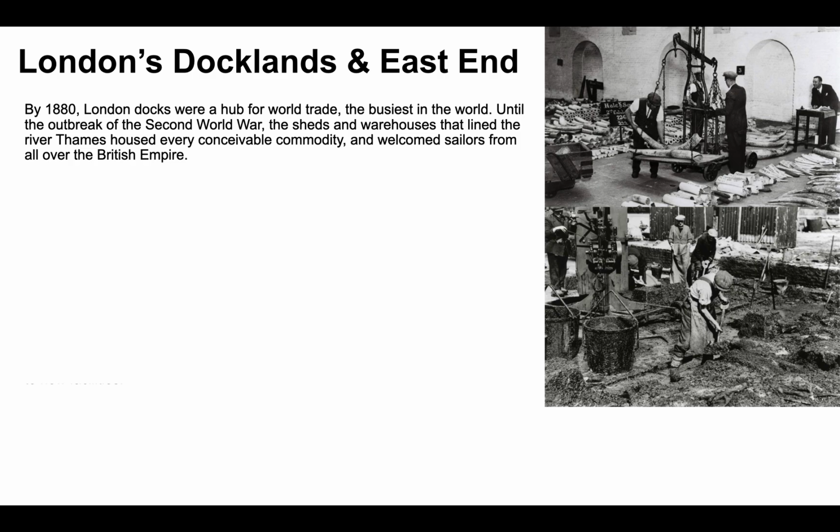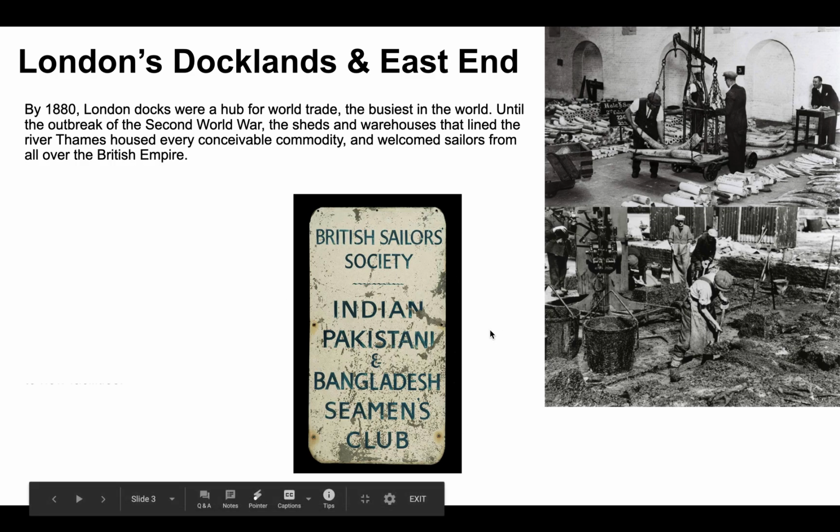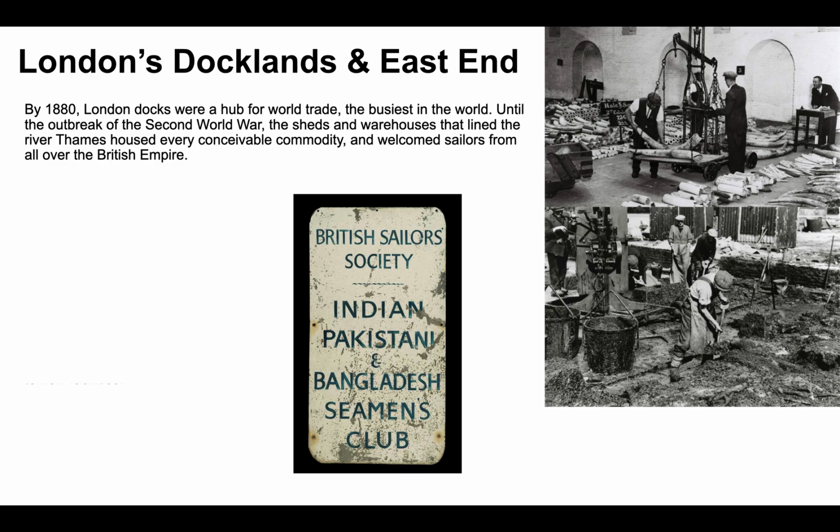And until the outbreak of the Second World War, the sheds and warehouses along the River Thames housed every conceivable commodity and welcomed sailors from all over the British Empire. So here we see a sign that shows the Indian, Pakistani, Bangladeshi Seamen's Club. So that's welcoming sailors from other parts of the British Empire. In this image up here, we see an ivory warehouse. You can see the tusks that are here and the pieces of ivory that were used in all kinds of different things.